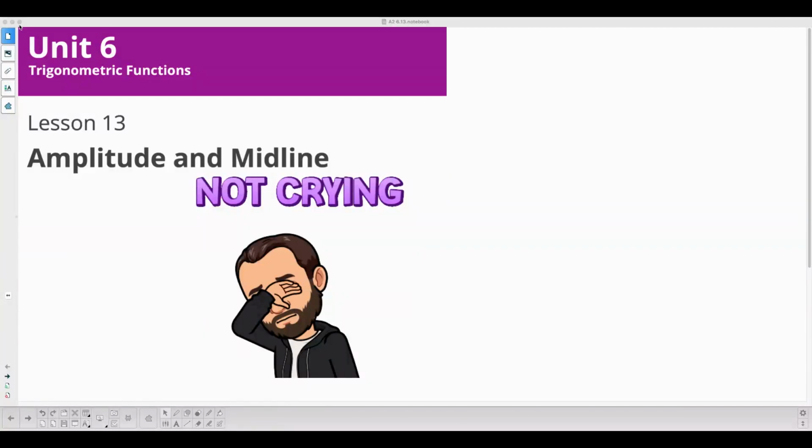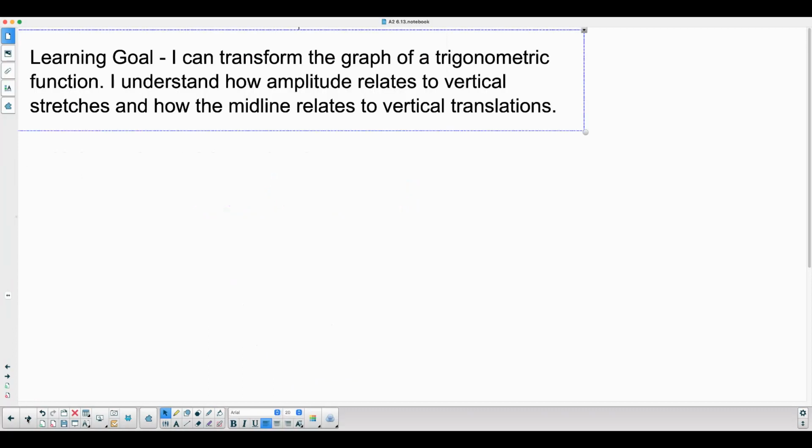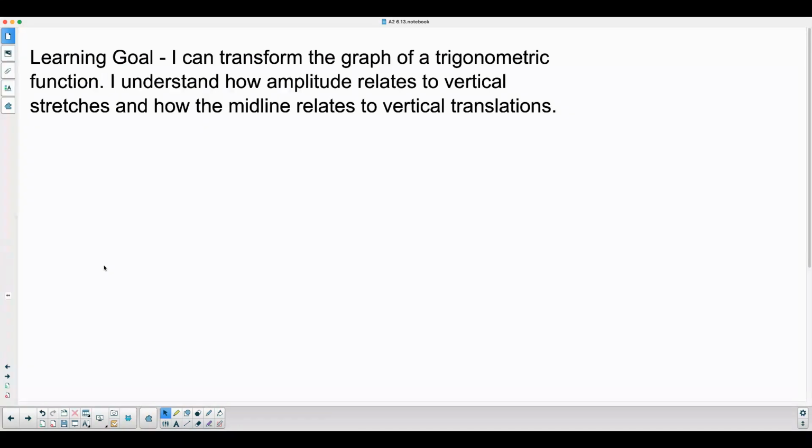Okay, Algebra 2, Unit 6, Lesson 13 is called Amplitude and Midline. So we're going to take a little bit of what we know about sine and cosine curves, and we're going to now translate them a little bit. Our learning goal for this lesson is: I can transform the graph of a trigonometric function.